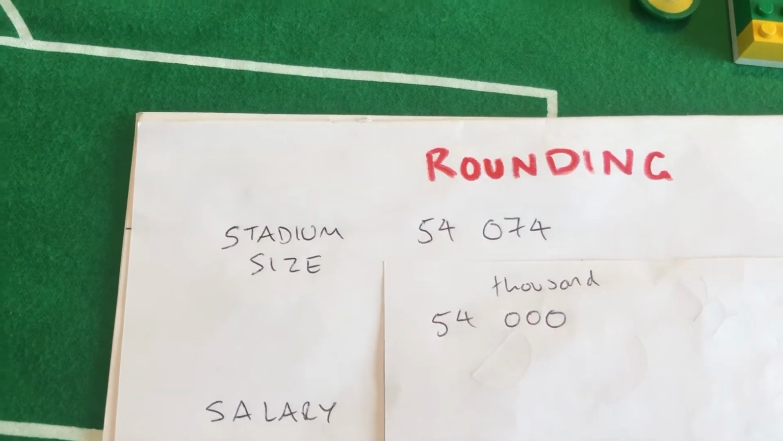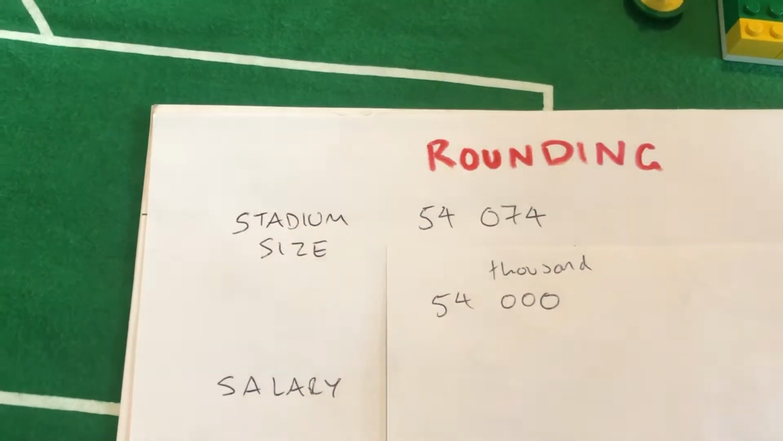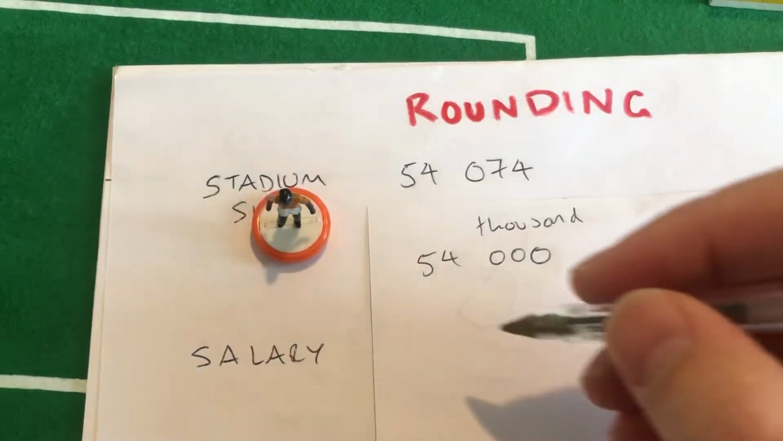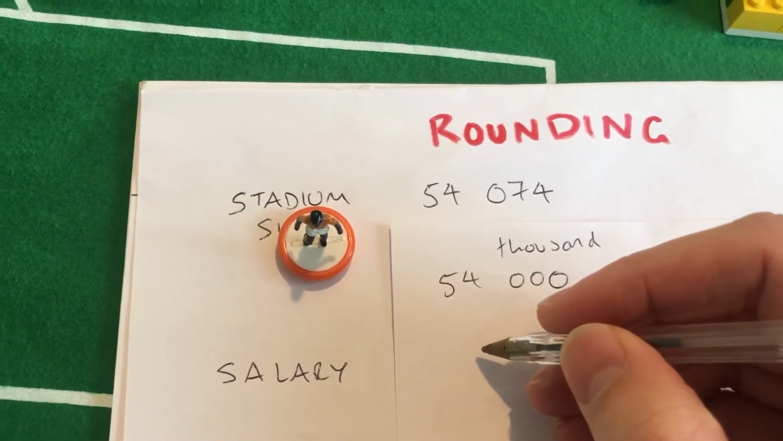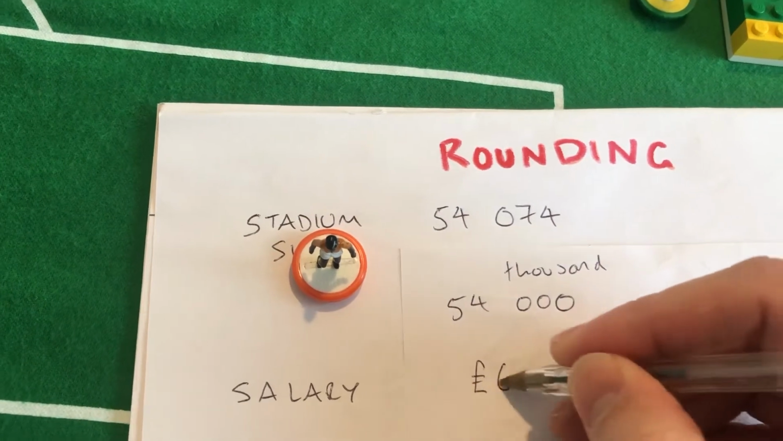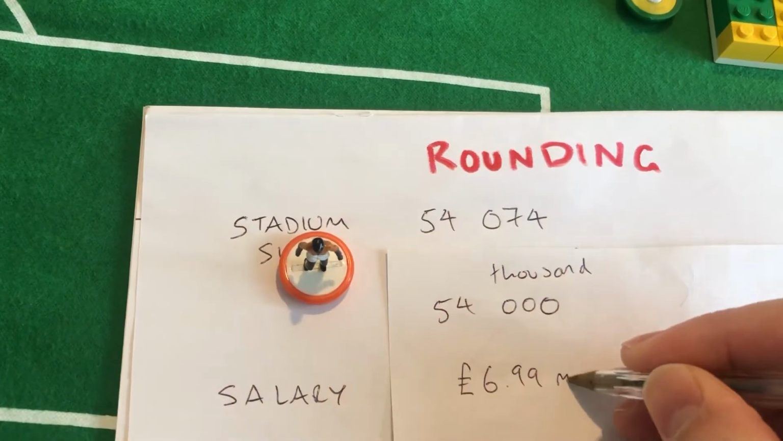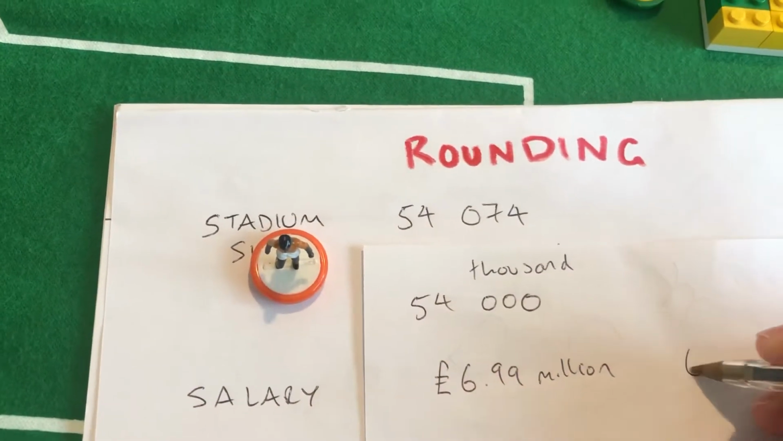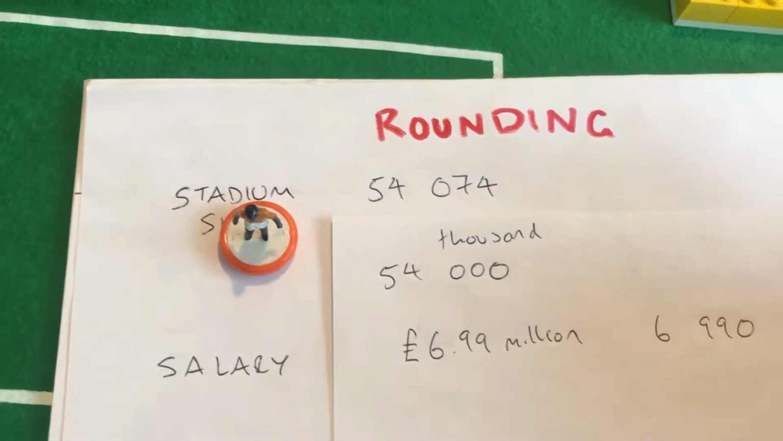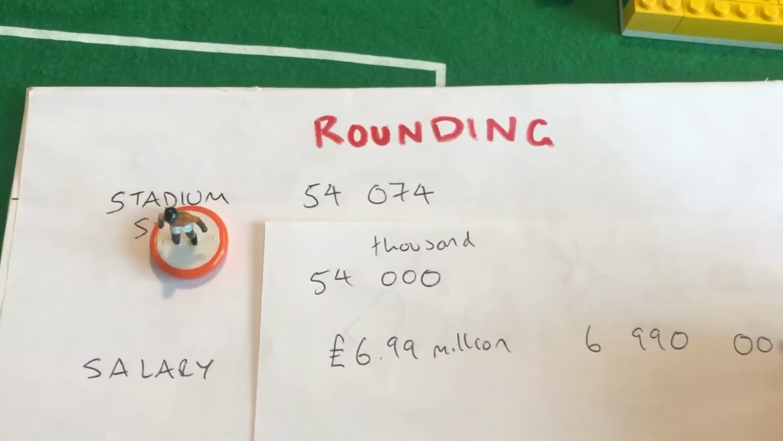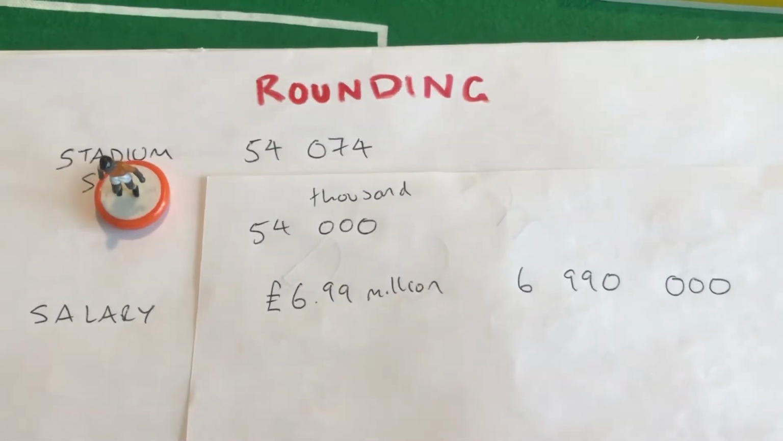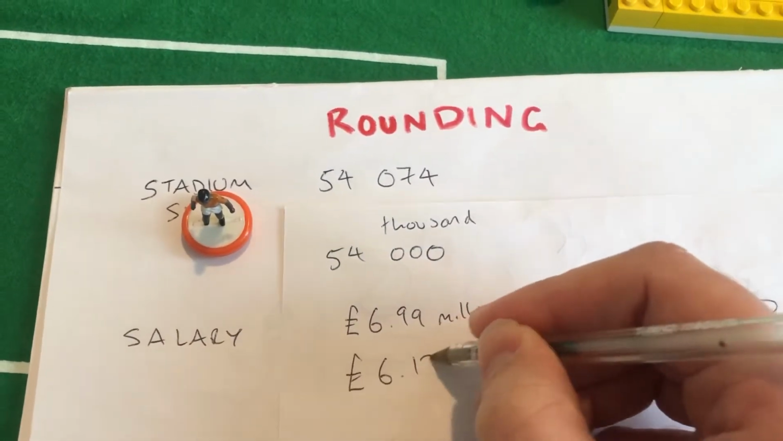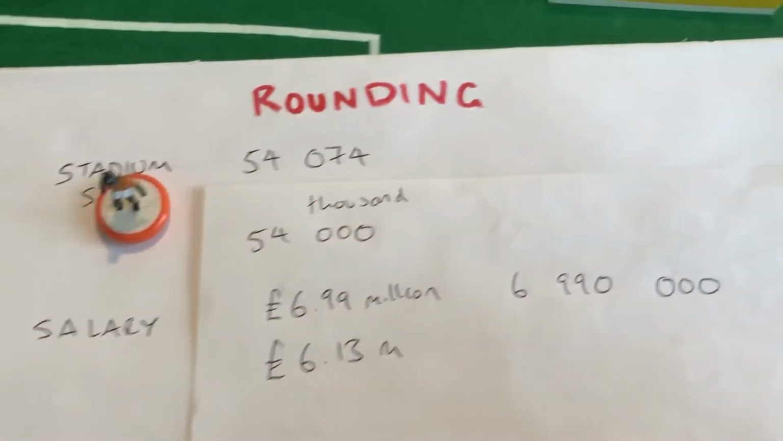Then let's look at the salary of players. So imagine we've got a player from Manchester City in a different kit there, and their salary, according to a website, which I'll put in the links below, was £6.99 million on average. So let's write that number out just so we can see how big it is. 6,990,123. The next highest salary was Manchester United, on average 6.13 million. And again, I'll write that one out.